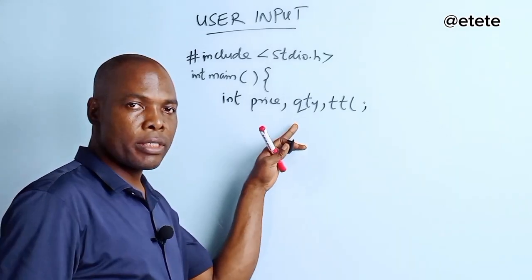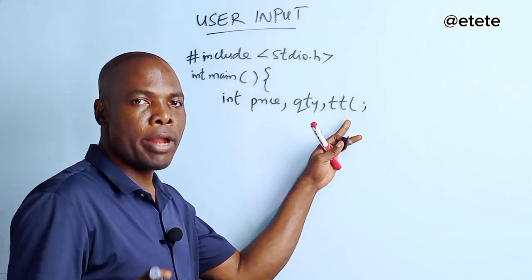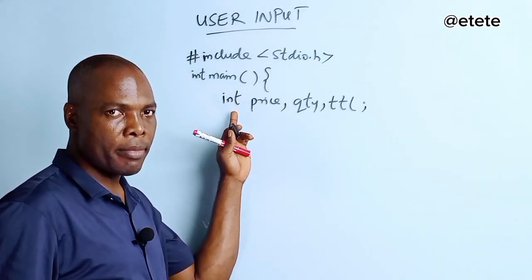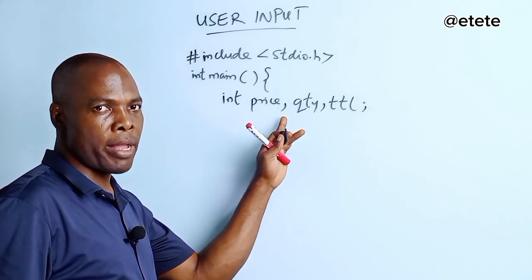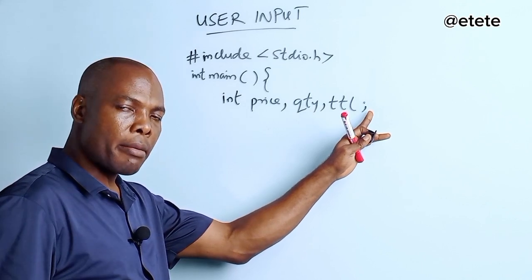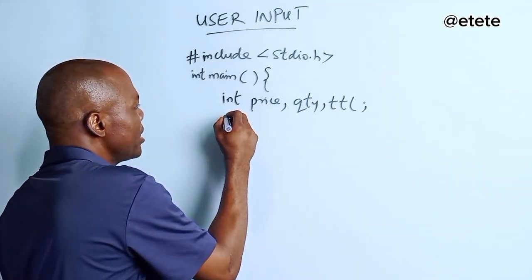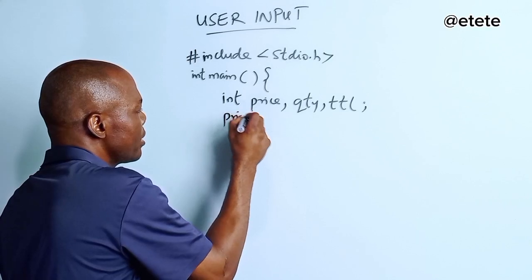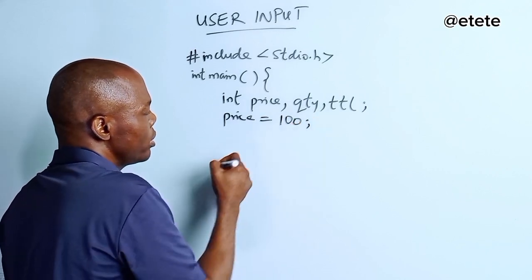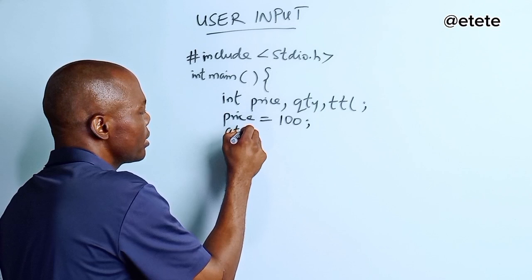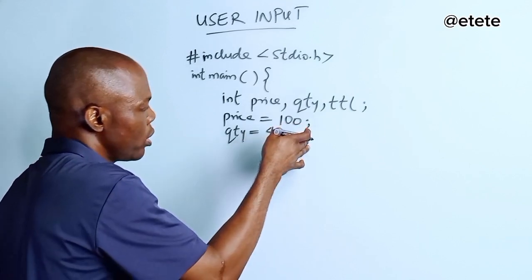Now, I can do this. The reason I can do this is because price, quantity, and total are from the same family, which is what? The integer family. So I can put them on the same line, separating them with the comma and then ending my statement here. So I've declared three variables. Now I can initialize these variables by saying price, assign 100 to price, and then I'll close this statement. I'll say quantity, assign 4 to quantity, and then I'll close this statement.